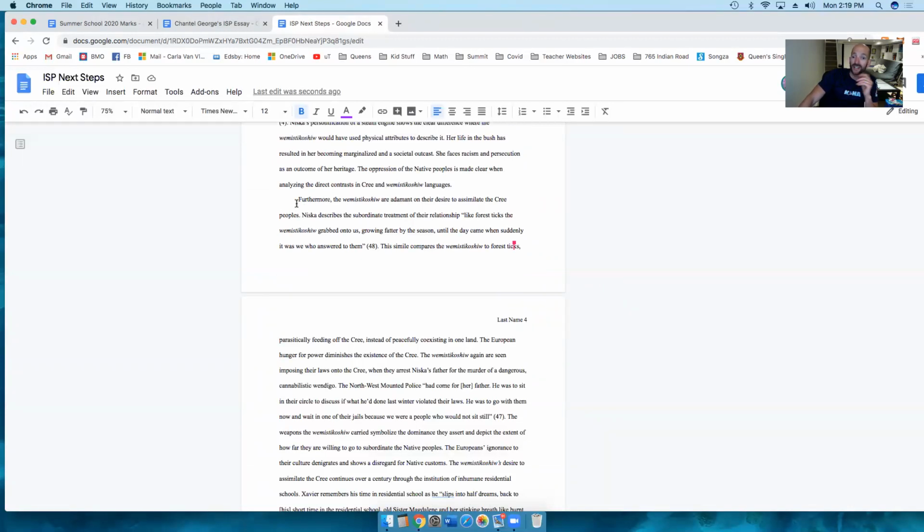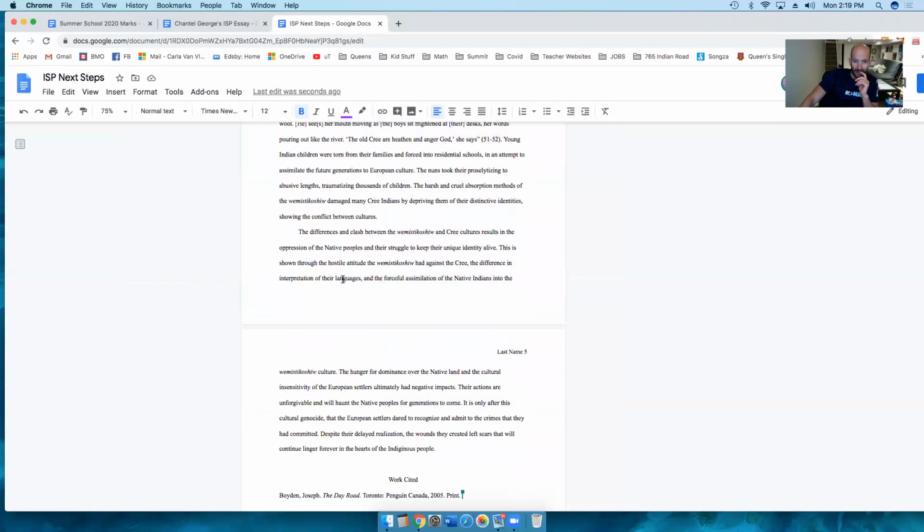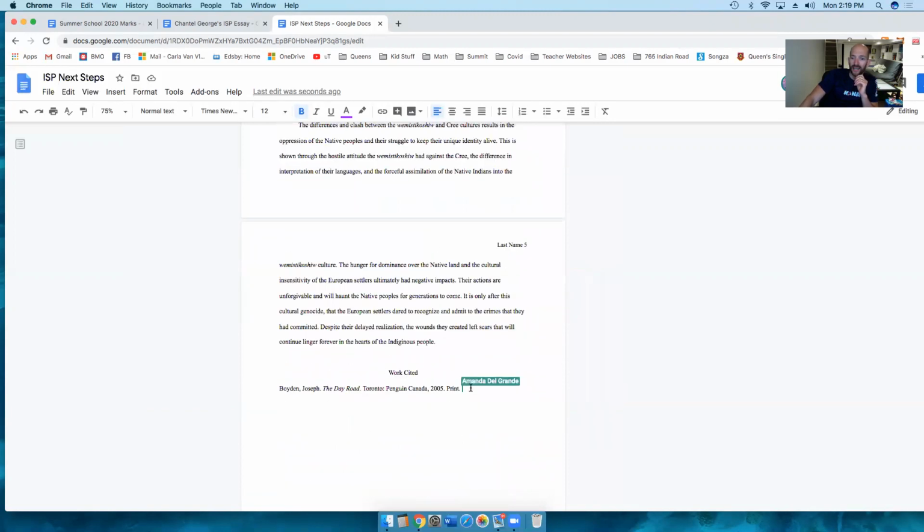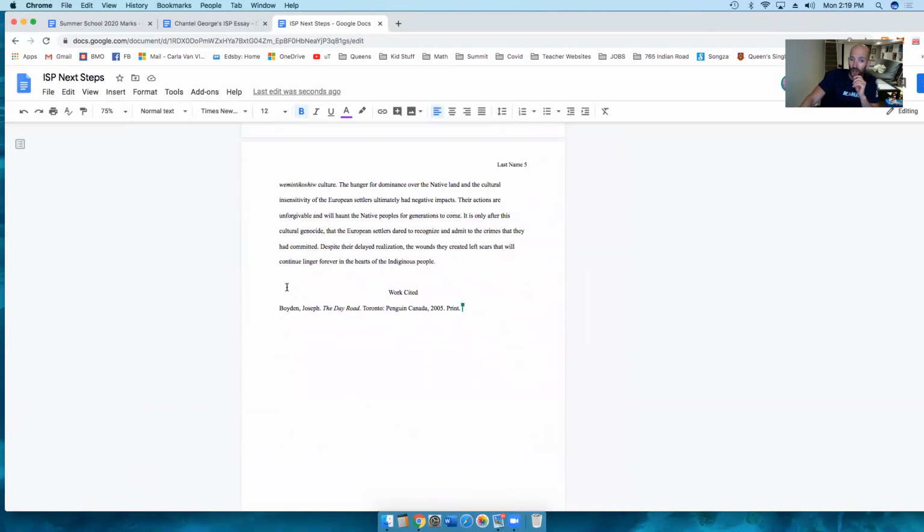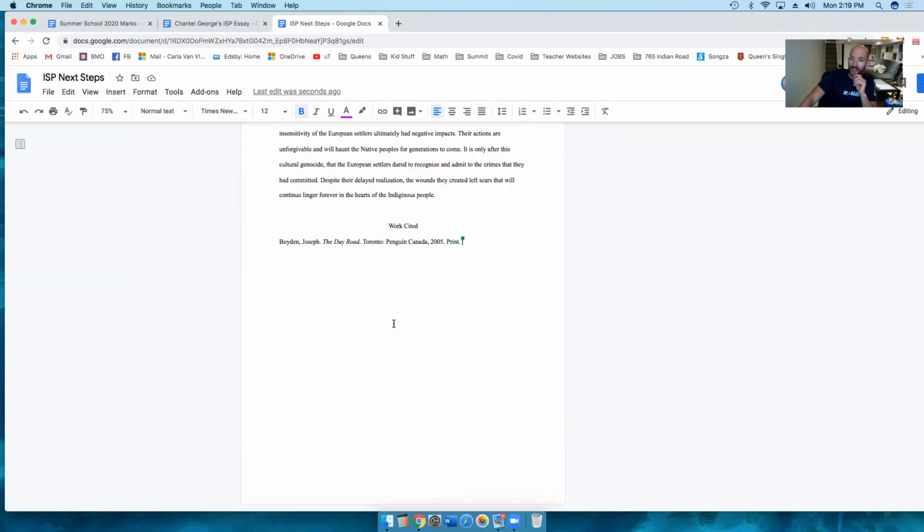Make sure that you've indented all of your paragraphs. As you scan through the essay, please make sure at the end you've got a works cited. You need this. This is so important. You need a works cited. And that should be it.